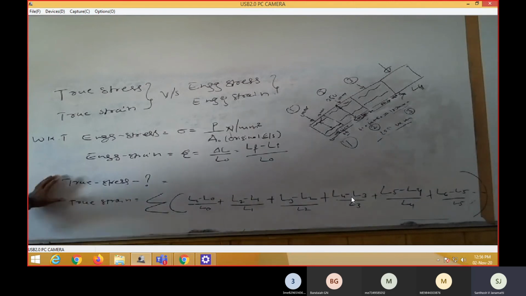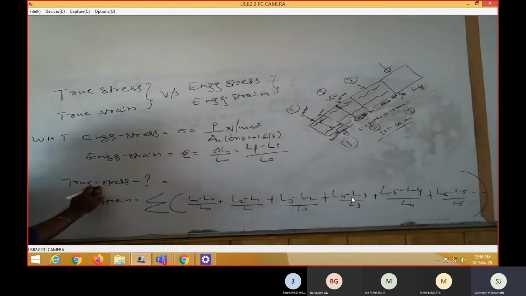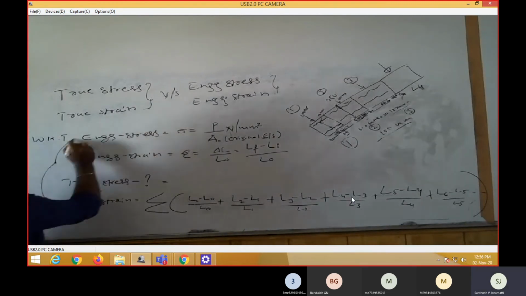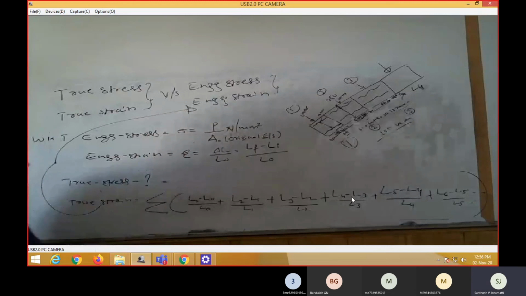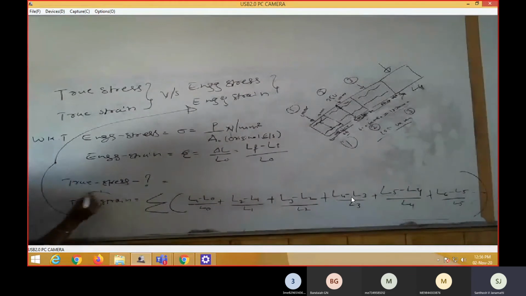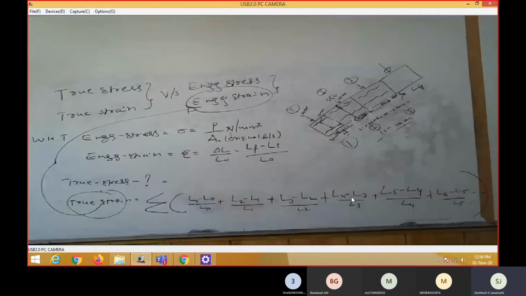By applying this small derivation, we are establishing the relationship between true stress and true strain, and between true strain and engineering strain. There will be a small derivation. That is the relationship between the engineering strain and true strain.